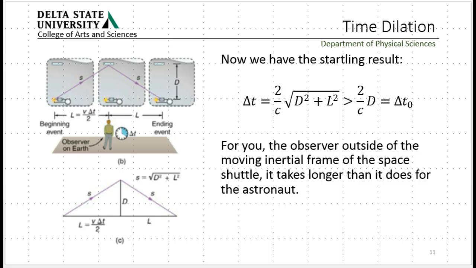All right. So what does this mean? Well, this is certainly delta t greater than delta t0. So for you, the observer outside of the moving inertial frame of the space shuttle, it takes longer than it does for the astronaut. You see this process take longer than the astronaut does. So time is different for the astronaut and for you.